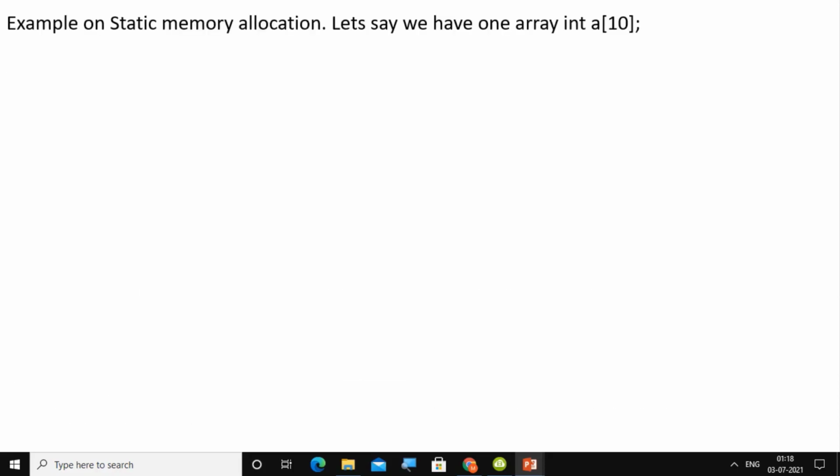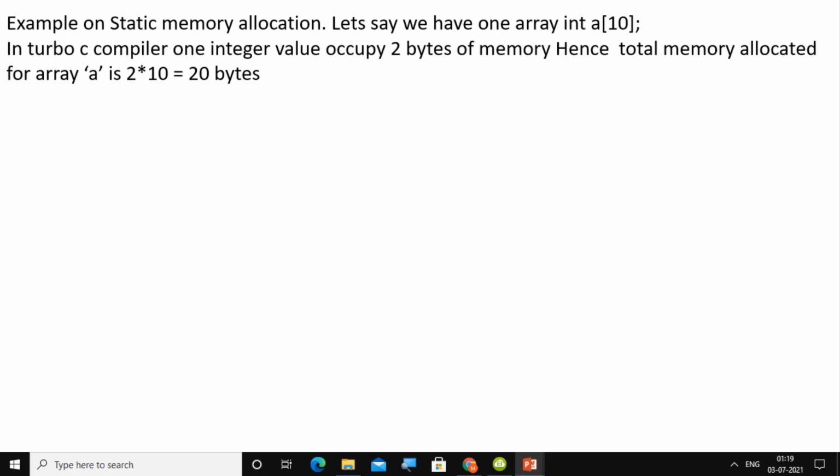Now, example on static memory allocation. Let's say we have one integer array A with 10 elements. In Turbo C compiler, one integer value occupies 2 bytes of memory. Hence, total memory allocated for array A is 2 into 10, that means 20 bytes.